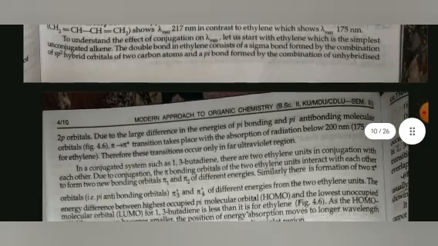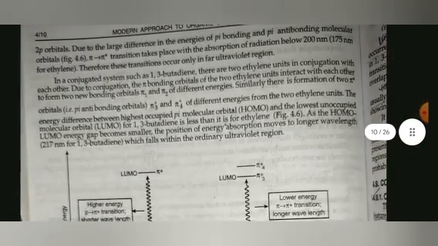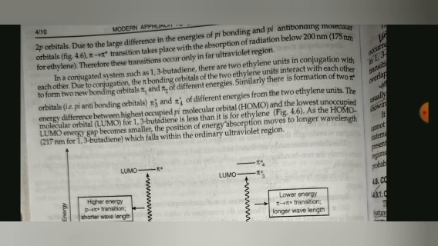on lambda max, let us start with ethylene, which is the simplest unconjugated alkene. The double bond in ethylene consists of the sigma bond formed by the combination of sp2 hybrid orbitals of the two carbon atoms and a pi bond formed by the combination of the unhybridized 2p orbitals. Due to the large difference in the energy of the pi bonding and pi anti-bonding molecular orbitals, pi to pi star transition takes place with the absorption of radiation below 200 nanometers, 175 nanometers for ethylene. Therefore, these transitions occur only in the far ultraviolet region.